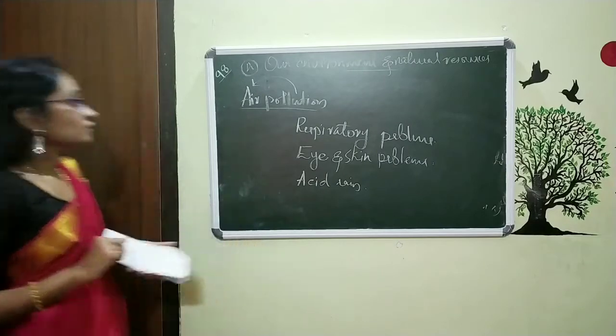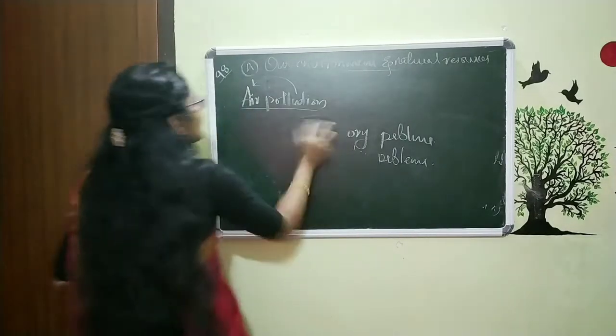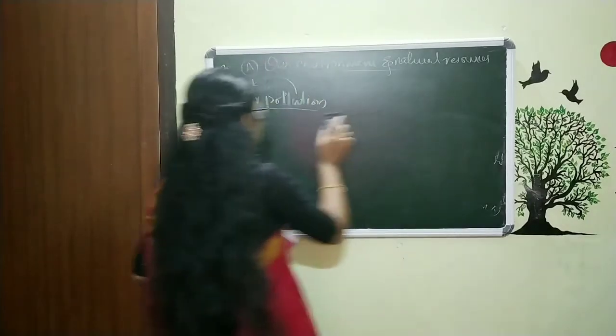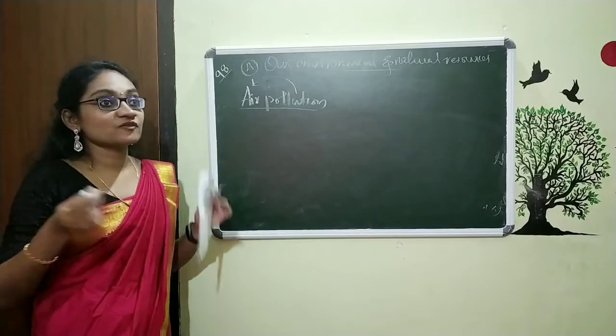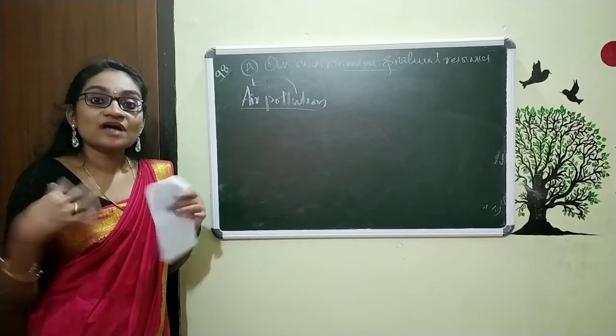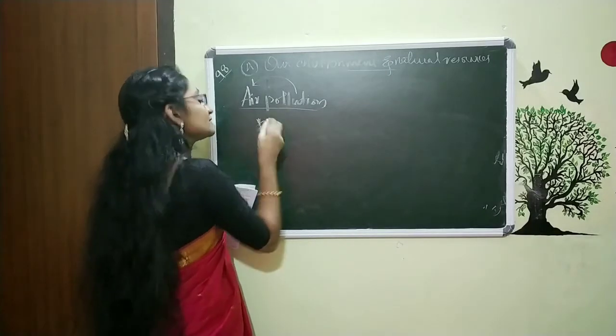Now we are going to discuss how we can prevent this. How we can prevent air pollution. I already said that the continuous usage of vehicles gives out some sort of harmful gases. So we want to reduce usage of vehicles.